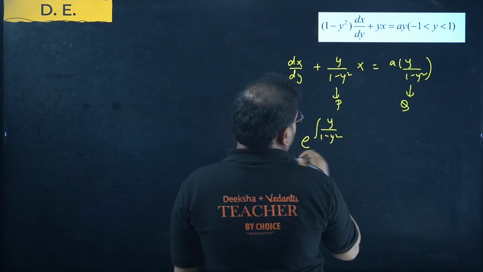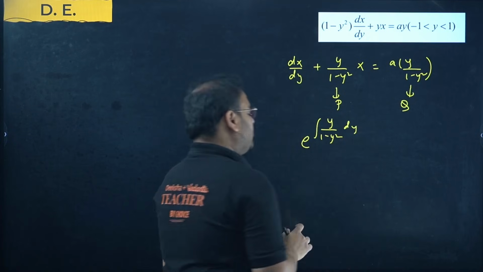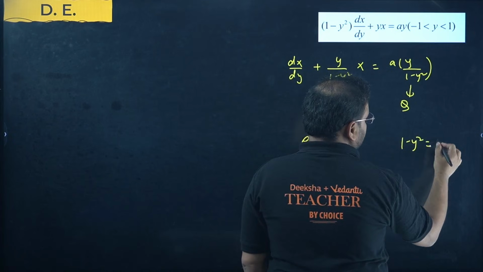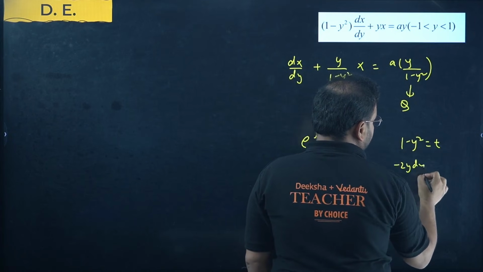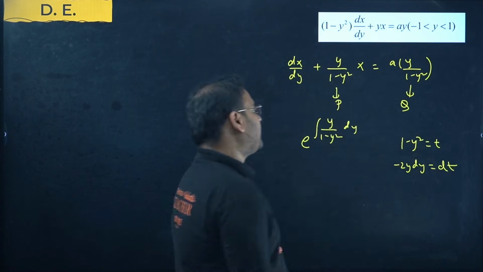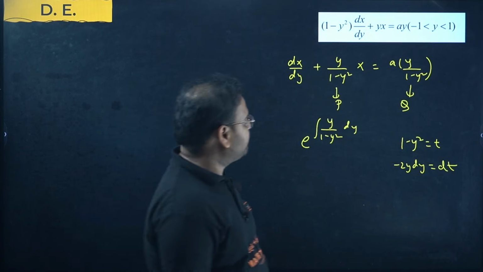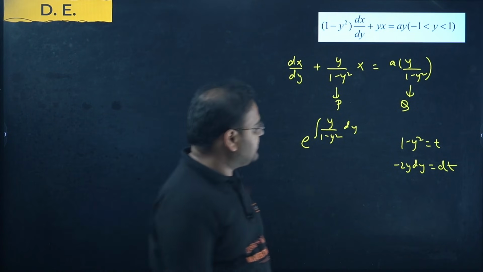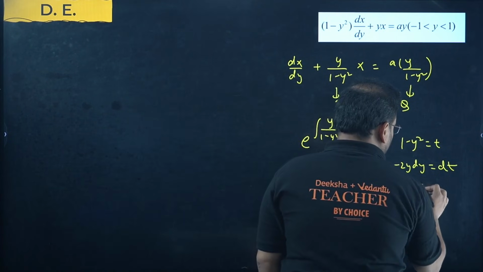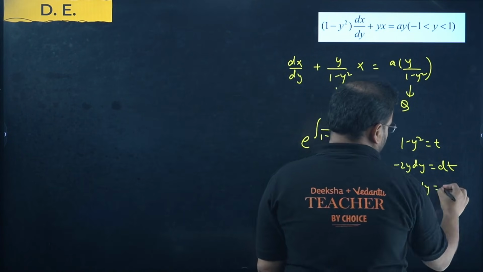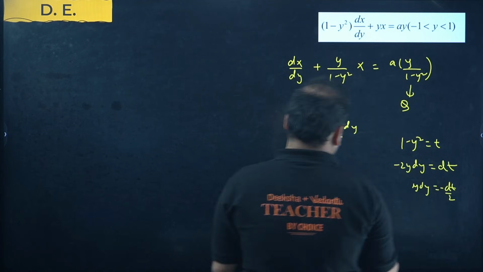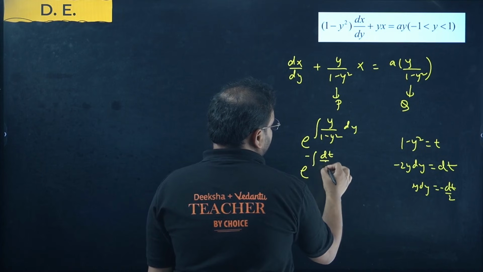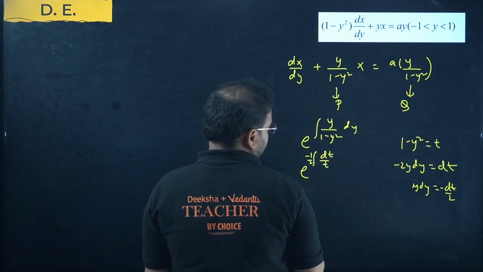1 minus y square and dy is there. So if you go about this, if you take 1 minus y square as t, you're going to get minus 2y dy as dt. Please check, if you substitute this part as t, you get minus 2y dy as dt. It means y dy becomes minus dt by 2. So this becomes what? E power integration of minus dt by t, and we have 2 over here, minus 1 by 2, correct.